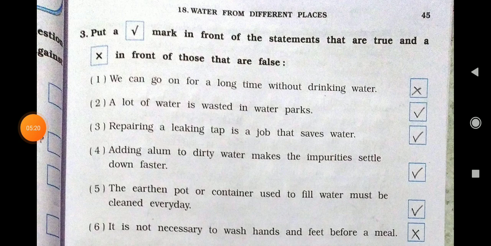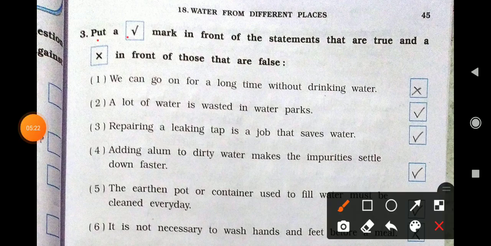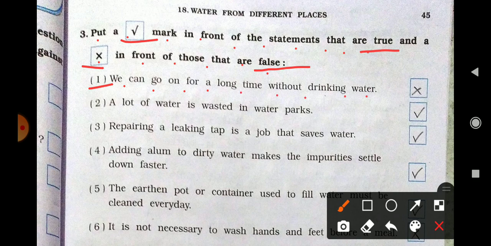Now come on to the next page. Put a tick mark in front of statements that are true and a cross in front of those that are false. So true and false you can write, or you can make a tick right or wrong. First one, we can go on for a long time without drinking water. Wrong, we can't. Second, a lot of water is wasted in a water park. Yes, this is true. We waste lots of water in a water park.